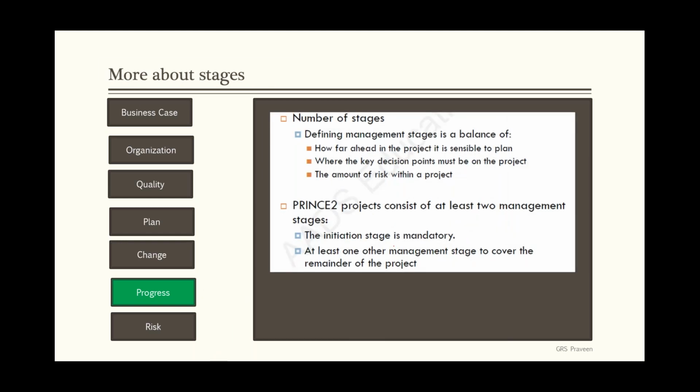So number of stages, as I said, if it is a critical thing, then have more number of stages. Critical project have more number of stages. If it is not critical, then project manager decides that there can be fewer stages. At least 2 stages is what is recommended by Prince2. So you may get a question saying how many minimum stages are required for Prince2: 2, 3, 4, 5, 7? Then you have to put 2.